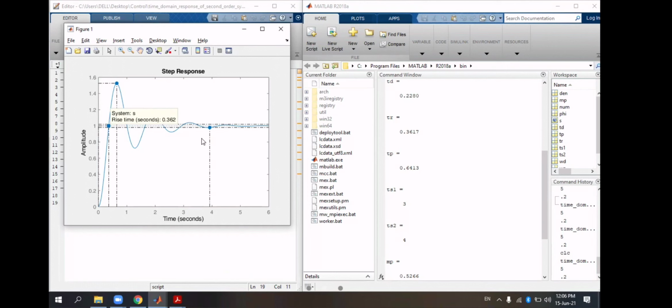Then next is steady state. Steady state is attained at the final value 1. In this way we have completed this practical. Thank you all.